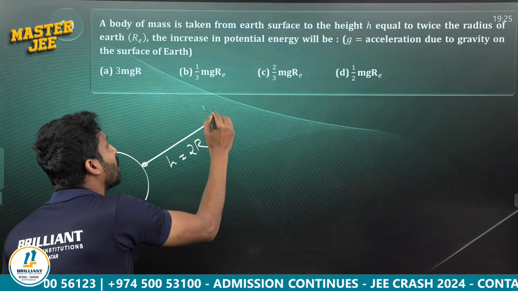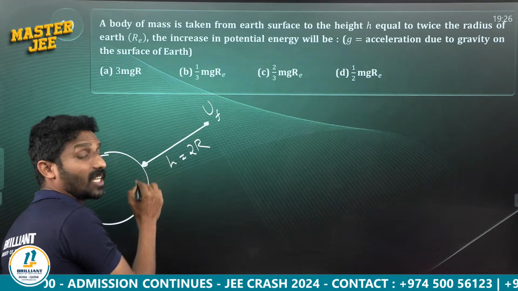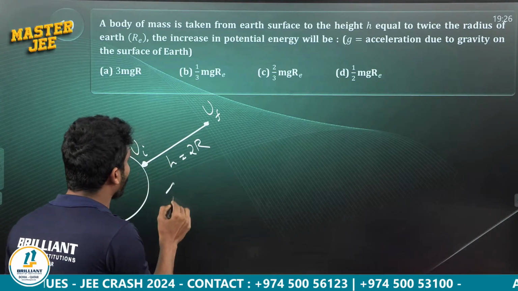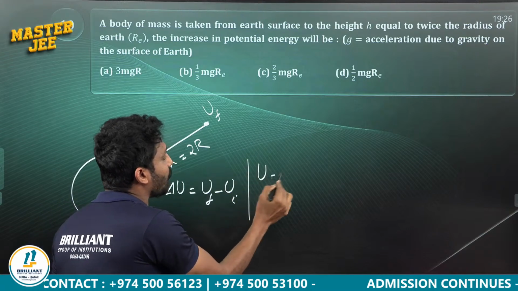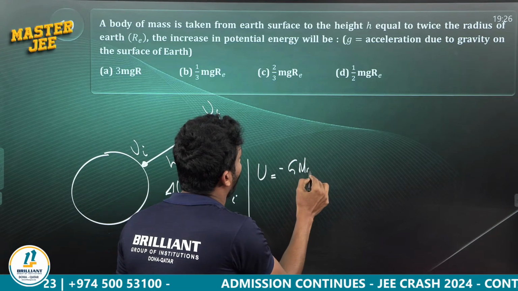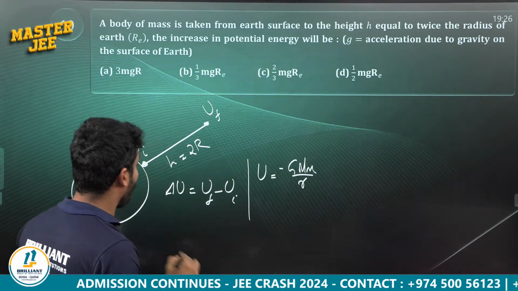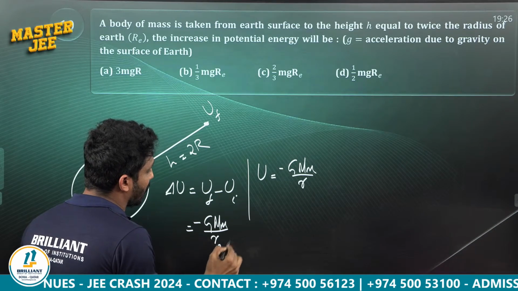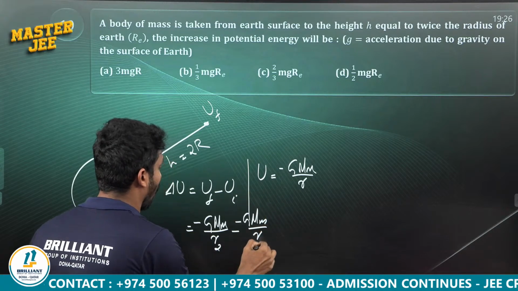See, at the final point the potential energy is UF, and initially at the surface of the Earth the potential energy is UI. The increase in potential energy is delta U, the final value minus the initial value, isn't it? And the expression of potential energy between the mass and the Earth is minus GMm divided by r, where r is the center to center distance. Clear? So this is equal to minus GMm divided by the final distance r2, minus (minus GMm divided by the initial distance r1).